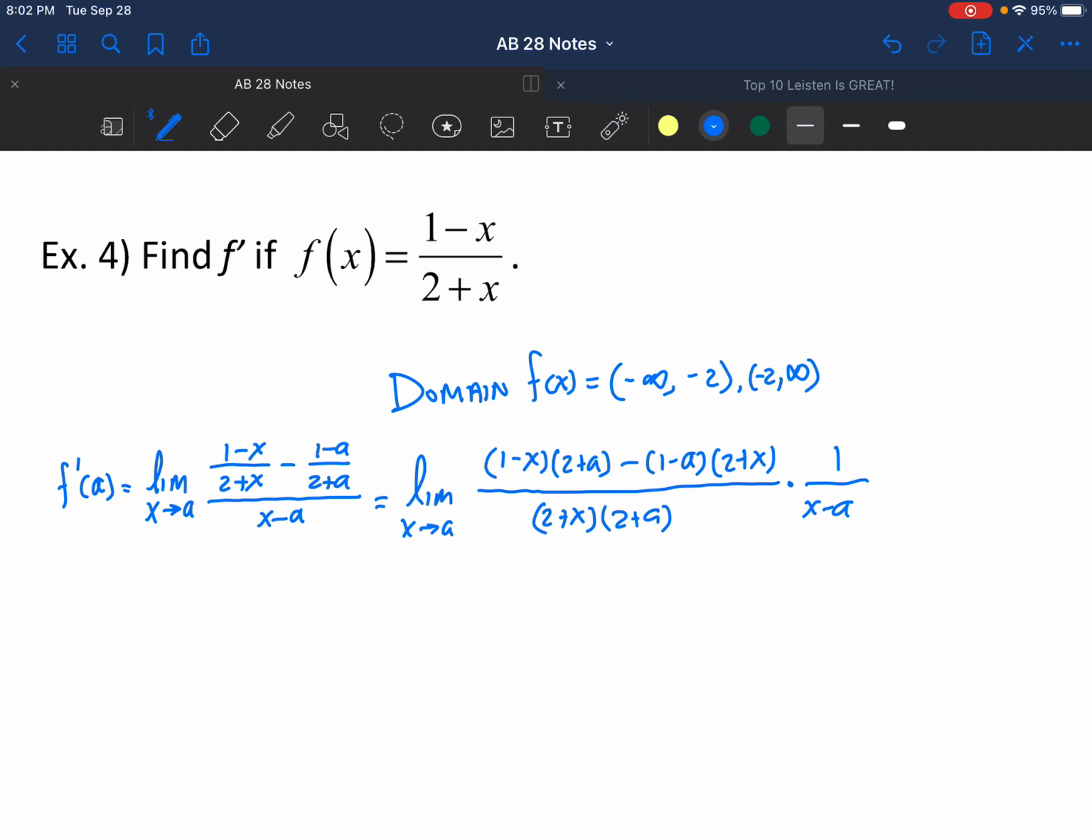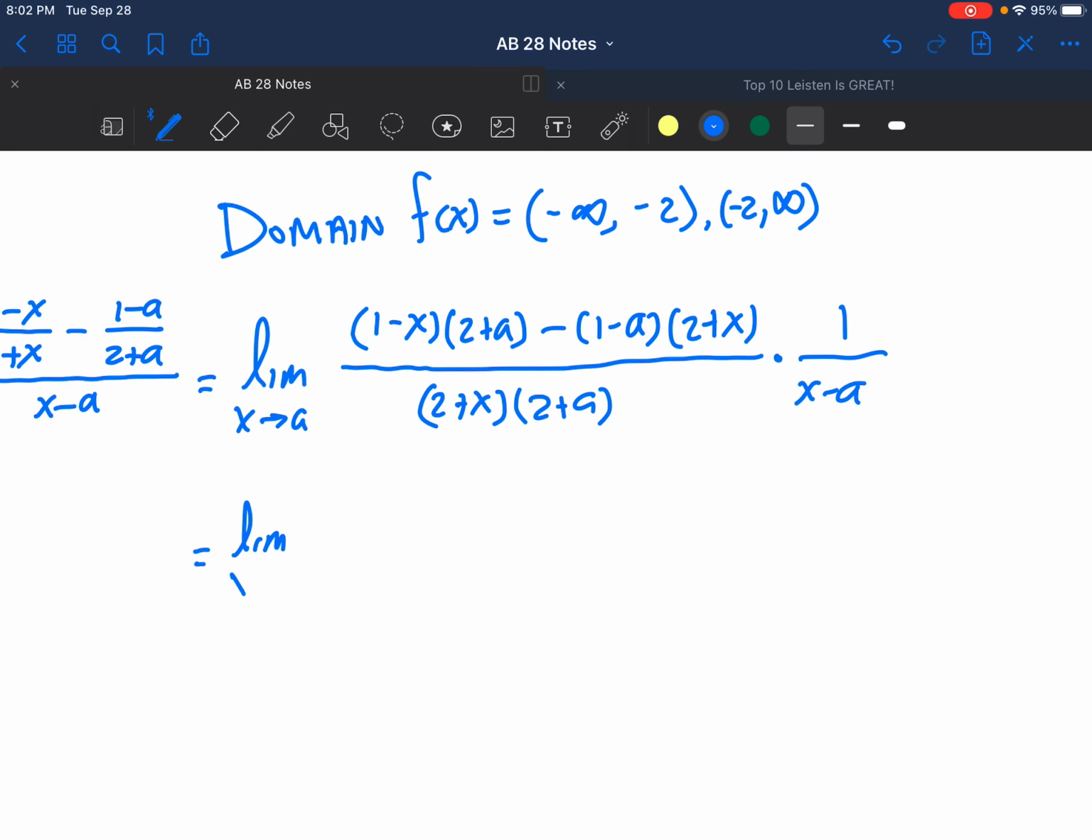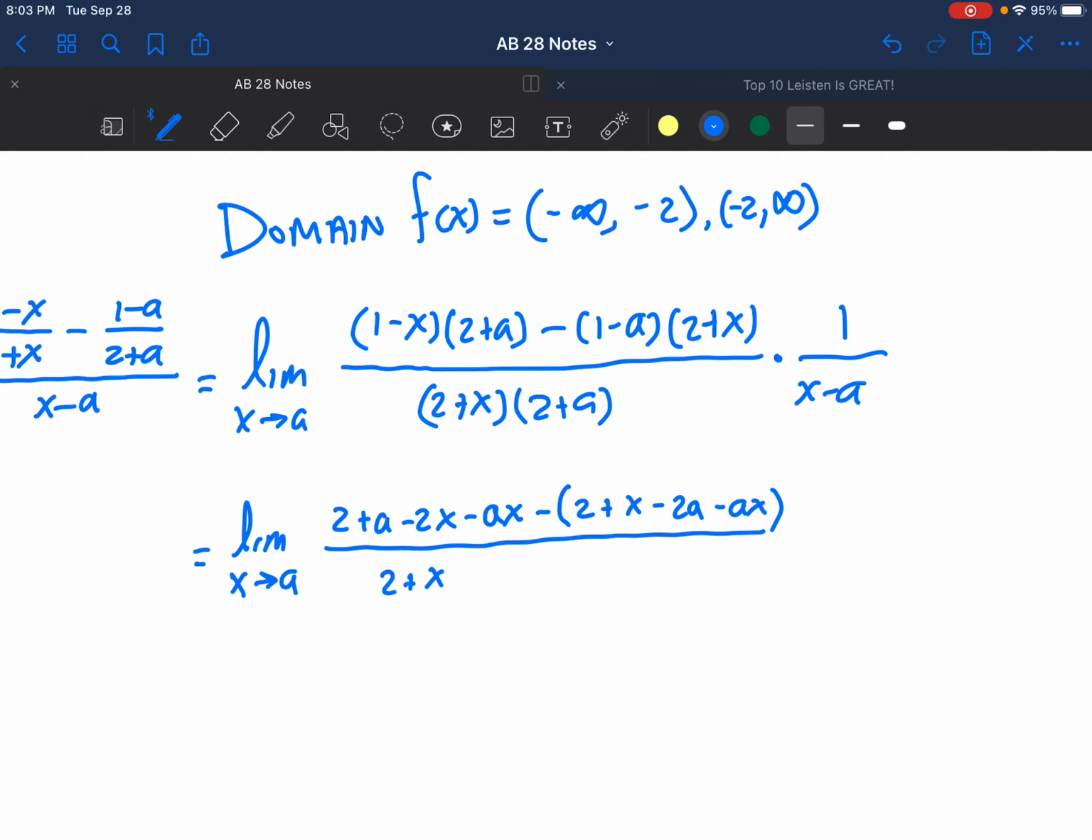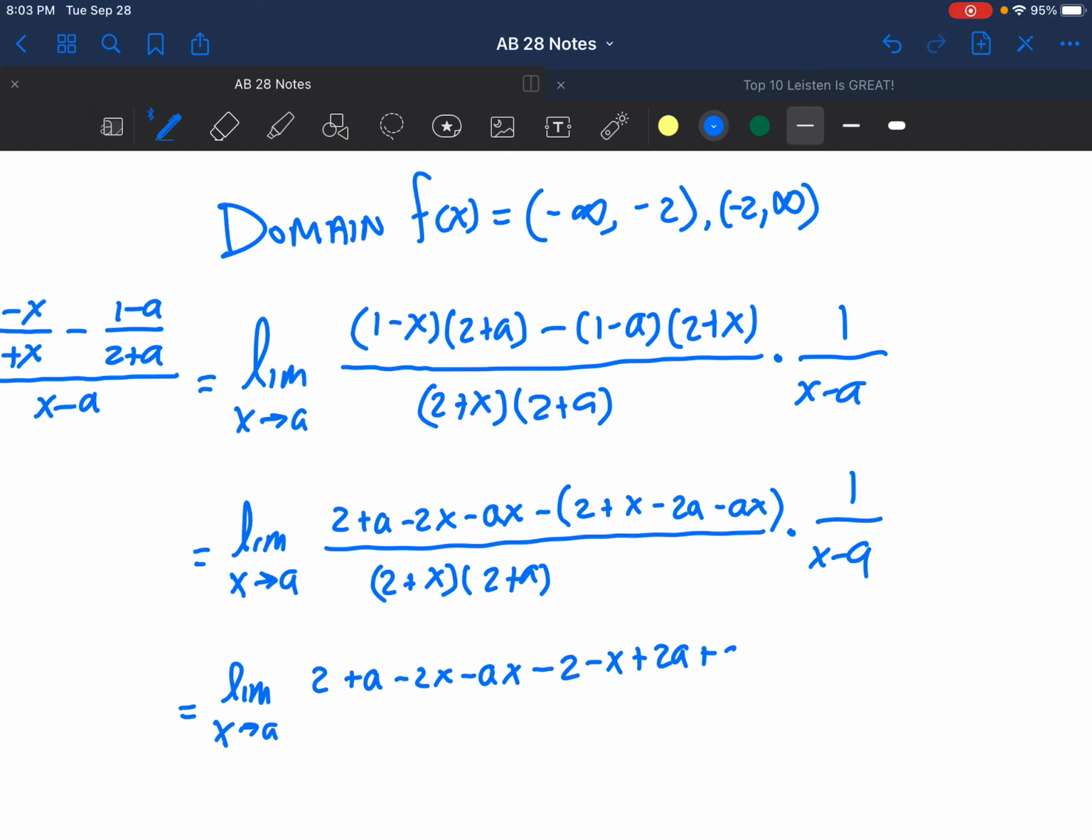I'm going to open those parentheses and multiply and simplify some statements. Limit as x approaches a: it will be 2 plus a minus 2x minus ax, and I'm subtracting 2 plus x minus 2a minus ax, all over 2 plus x, 2 plus a, times 1 over x minus a. I'm going to distribute that negative. Limit as x approaches a of 2 plus a minus 2x minus ax minus 2 minus x, add 2a, add ax, over 2 plus x, 2 plus a, times 1 over x minus a.